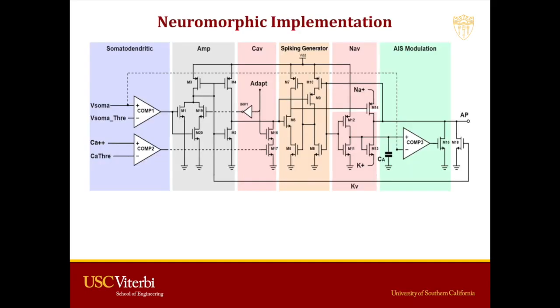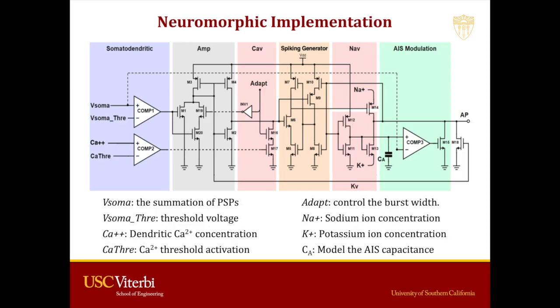The schematic diagram and the transistor level implementation of our model are shown here. We are using three comparator circuits. COMP1 controls the threshold variability and COMP2 controls the activation and deactivation of the voltage-gated calcium channel. On the other hand, COMP3 monitors the voltage across capacitor CA and compares it with the V-soma shape. By comparing these two voltages, a spiking pattern is generated. The capacitor CA models the AIS capacitance.